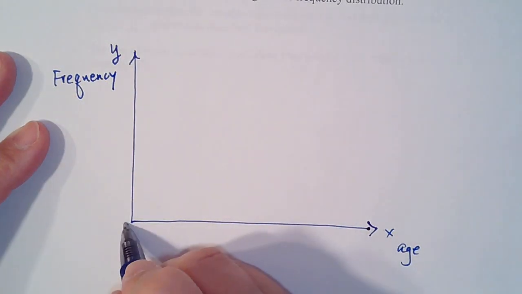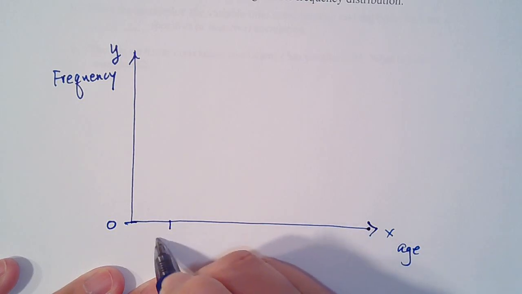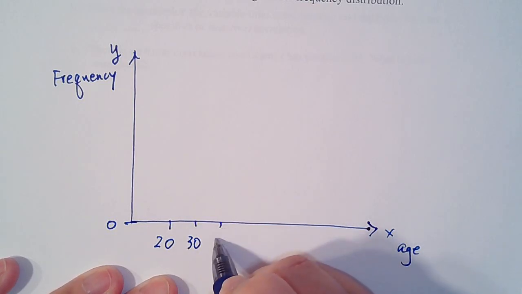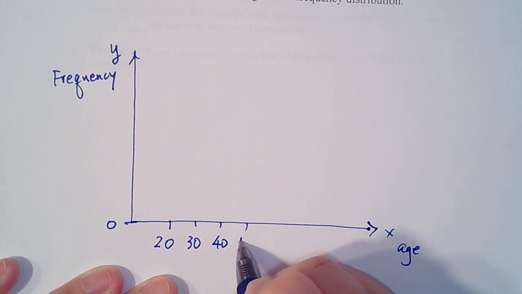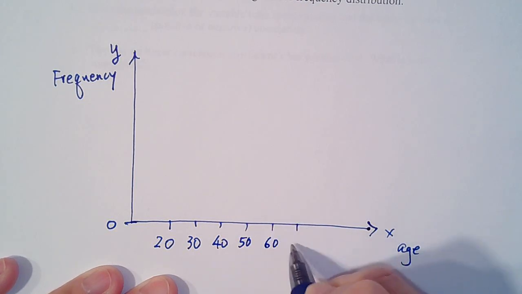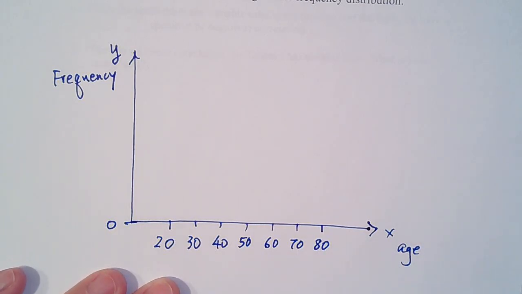So you probably want to start from 0, and then you're going to have from 20 to 30 to 40, 50, 60, 70. Even if you don't have it, I still put 80, because my last group is from 70 to 79. And in case I have something more, it should be 80 or above.